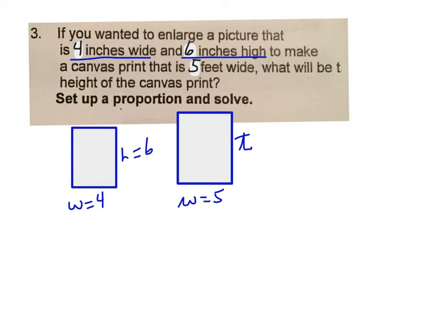Now it says set up the proportion and solve. So we can make our little lines here, and that would be height over width. So 6 over 4 equals t over 5. Now don't flip anything. What has to be catty corner from your t has to be the 4. Those have to be crisscross or you've set it up incorrectly. So make sure those are crisscross from each other, and the 6 and the 5 are crisscross from each other. And that's how you check your proportion.